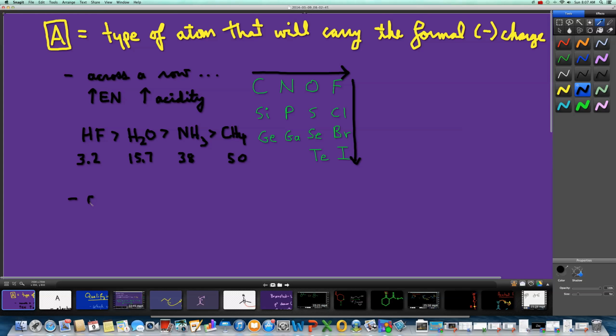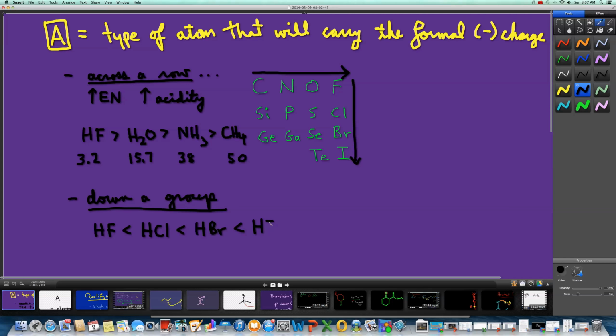And that is down a group. This deals with what I call size matters. The larger the atom is, the more easily it will stabilize a negative charge. HF, therefore, is less acidic than HCl, which is less acidic than HBr, which is less acidic than HI. And of course, if we look at our pKa's, this is validated.